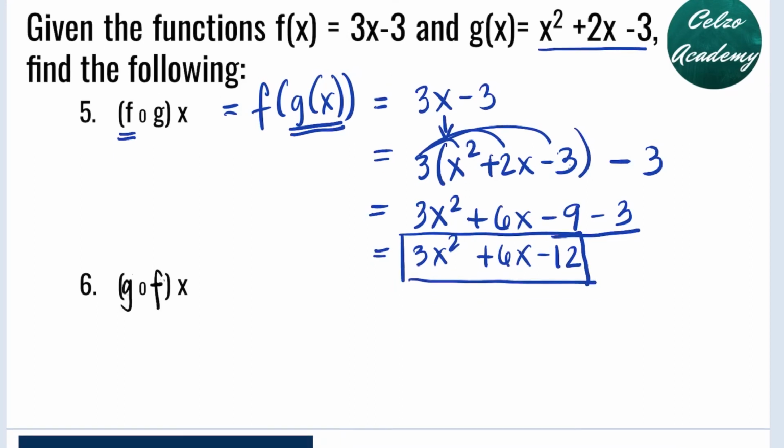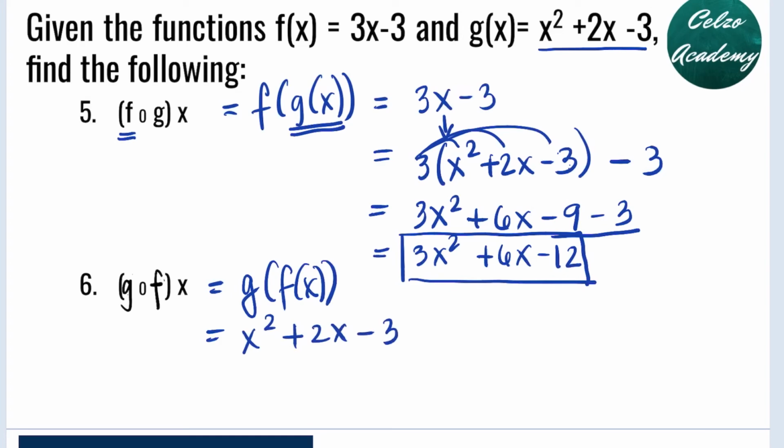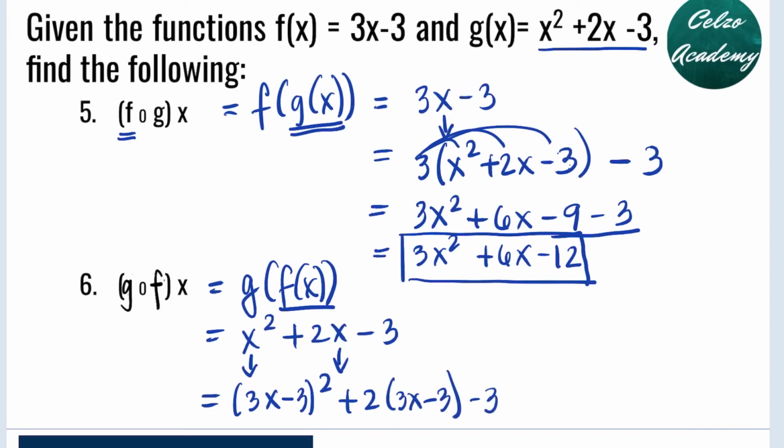Question number 6 is the composition of g of x and f of x. So this problem is the same thing as g of f of x. So we will write first the g of x, and our g of x is x squared plus 2x minus 3. Now we will replace all the x's with the f of x. And our f of x is 3x minus 3. So you write down 3x minus 3 to the second power plus 2 times 3x minus 3 minus 3.